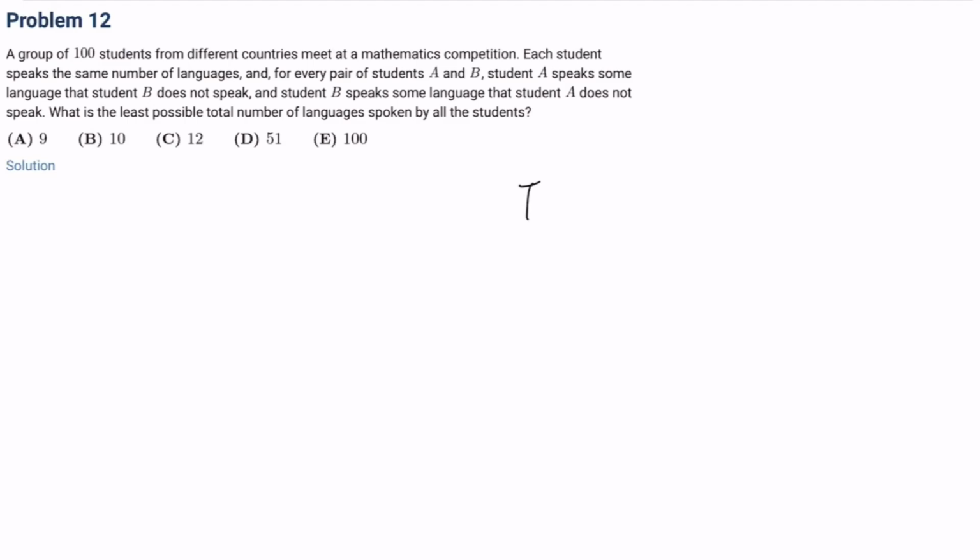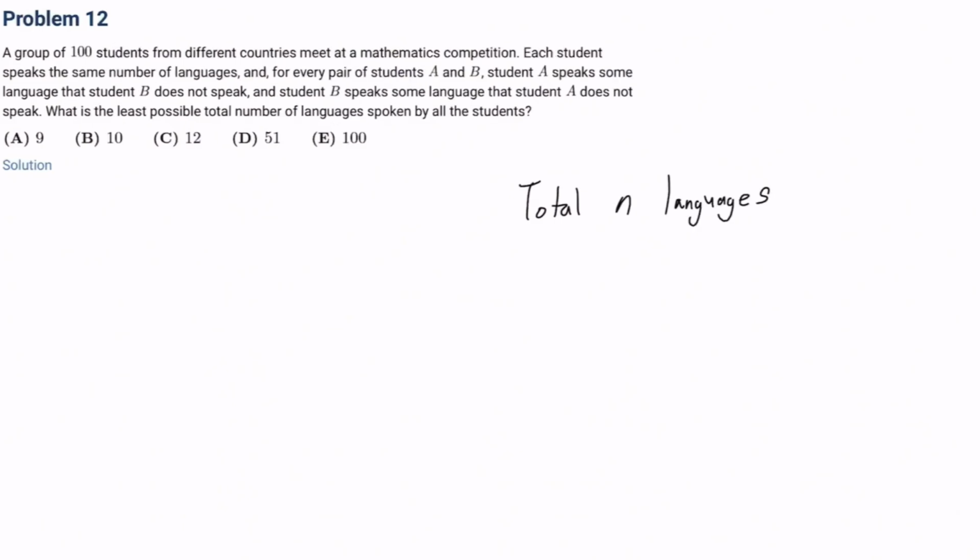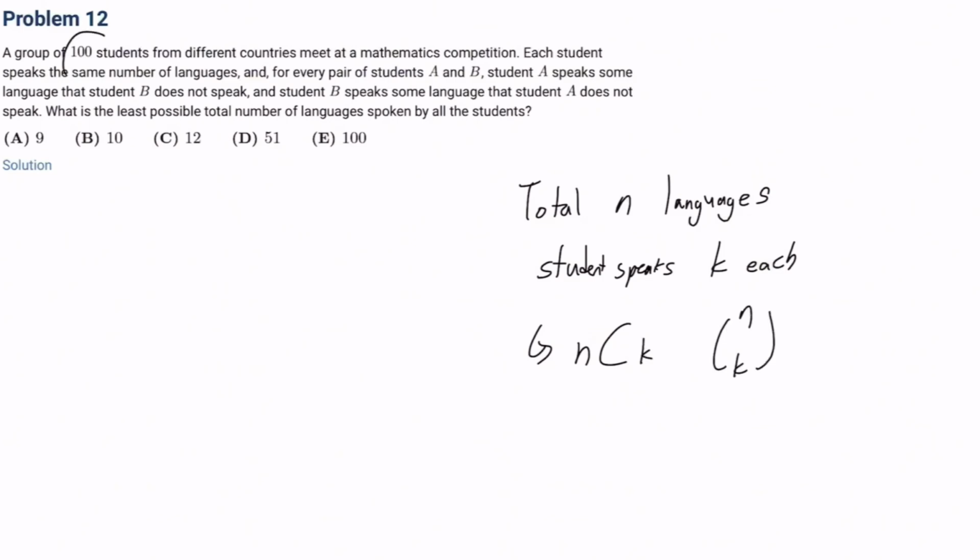Okay, so if we have a total of n languages being spoken in the room, each student speaks k languages each. That means that the total number of distinct combinations, because that's what we want, is going to be n choose k, or like this, whichever you write it. And this has to be greater than or equal to 100, because there's 100 students. So we want n choose k to be greater than or equal to 100, and we want to minimize n. Okay, so k can be any value, but n wants to be minimized.